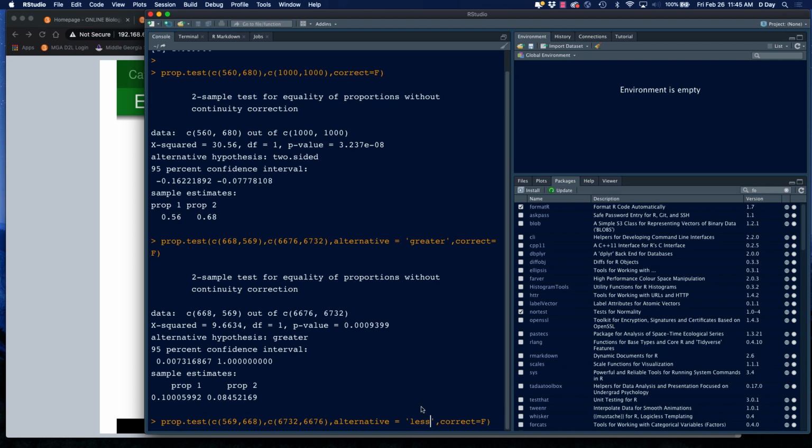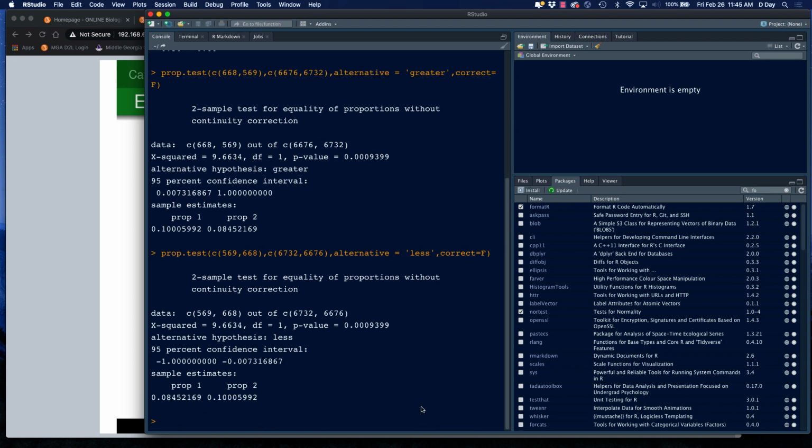If I did less here, notice my p-value came out to be exactly the same. So the order you put them in doesn't really matter as long as you pay attention to what you're trying to find. All right, so you could have done a greater than or less than test here. You should get the same results.